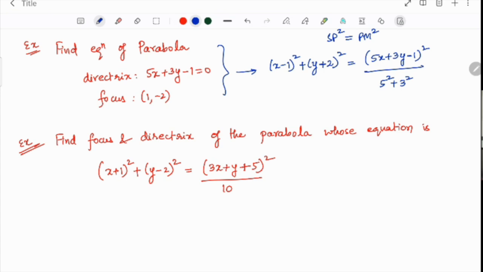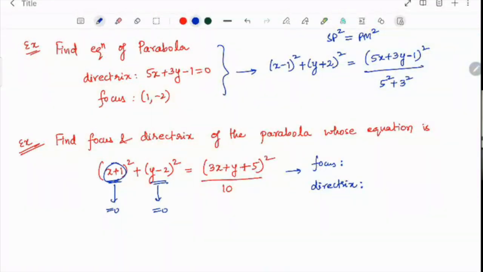So what would be the answer to this? What is focus and directrix? Quite an easy question. Focus and directrix. Vagdevi? Focus is minus 1 comma 2. Very good. Focus means you just equate this to 0 and equate this also to 0, right?